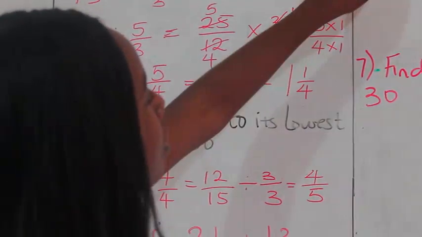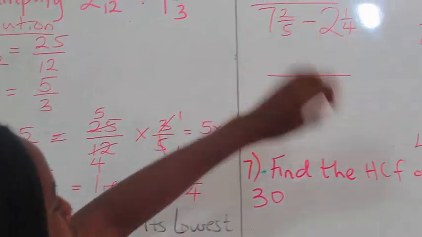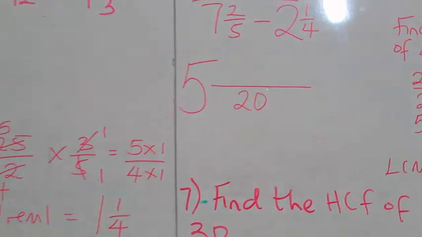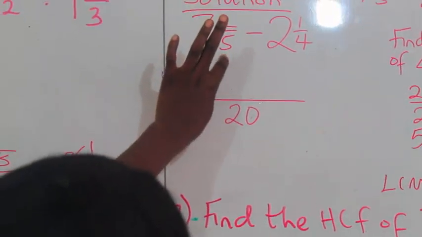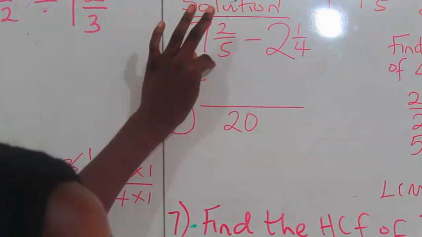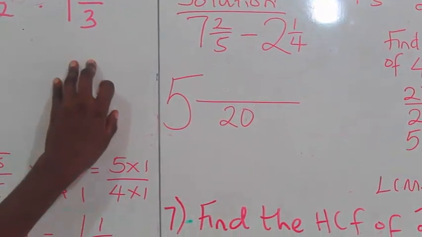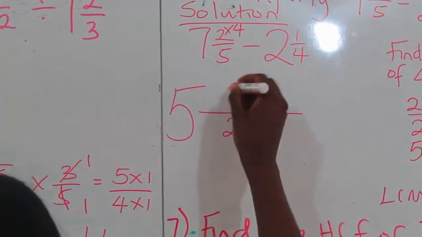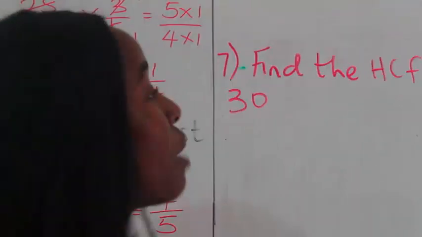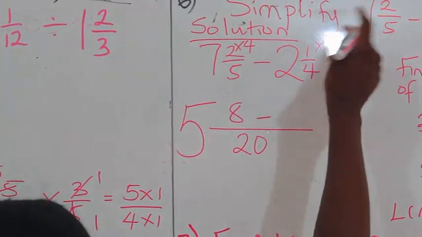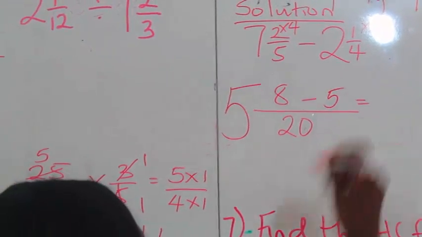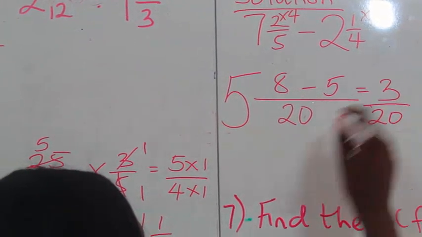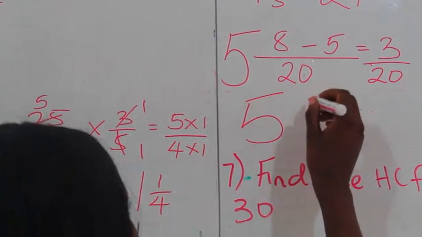The whole numbers from our question are 7 and 2. 7 minus 2 is equal to 5. We'll be dividing our LCM by our denominators. 20 divided by 5 is 4. 2 times 4 is 8. 20 divided by 4 is 5. 1 times 5 is 5. 8 minus 5 is equal to 3. So our answer is 3/20. So our final answer is 5 whole number 3/20.